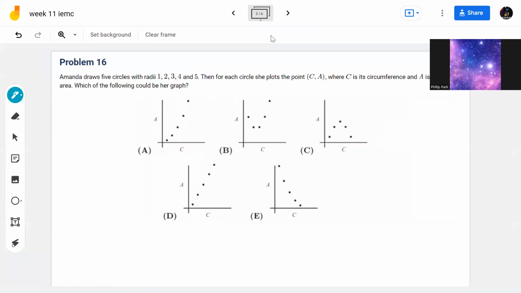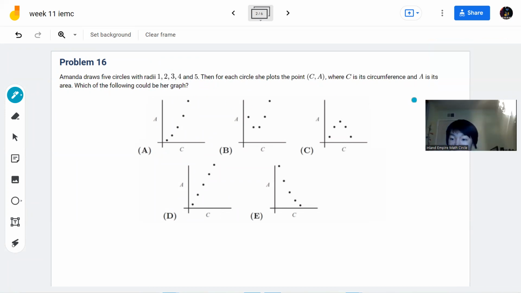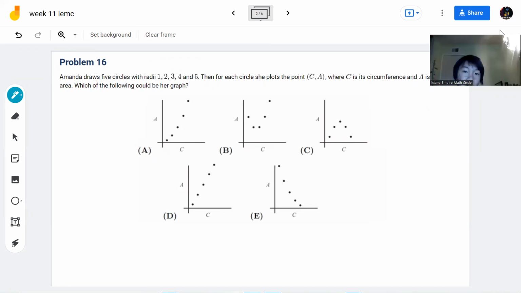So the next question is going over pretty much all the stuff for circles. Amanda draws 5 circles with radii 1, 2, 3, 4, and 5. For each circle, she plots the points C and A, where C is the circumference and A is its area. We already went over how to find area. Does everyone know how to find the circumference of a circle?